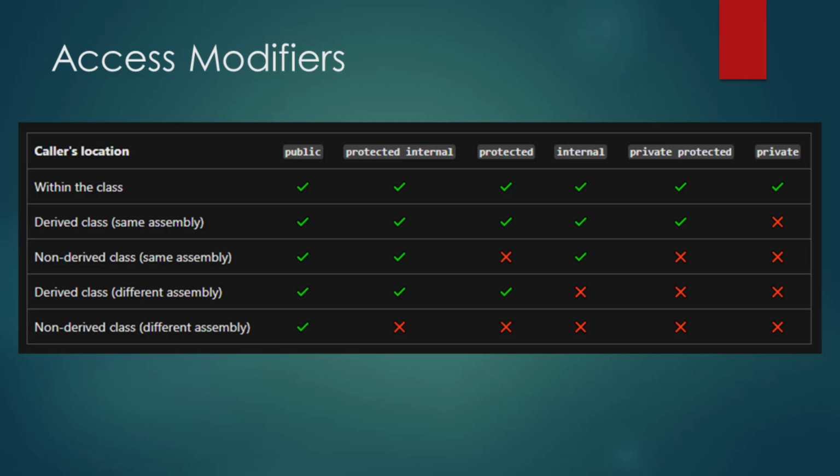And then finally we have protected internal and private protected. Both of these are a combination of their two access levels. Protected internal can be accessed by code in the assembly in which it's declared, or from a derived class in another assembly. And private protected can be accessed by types derived from that class that are declared within its containing assembly. Now you probably won't use these two all that much, but you now understand all of the access modifiers.